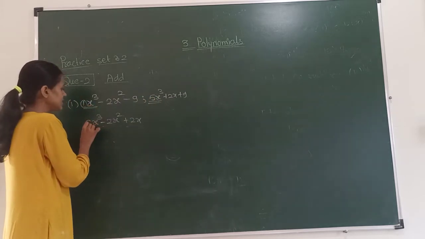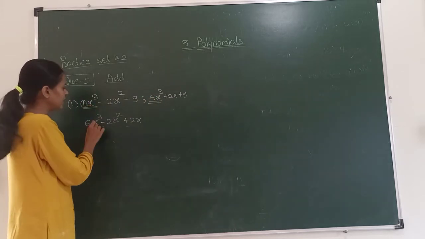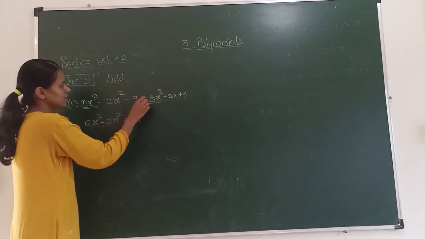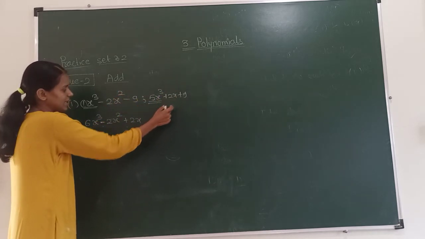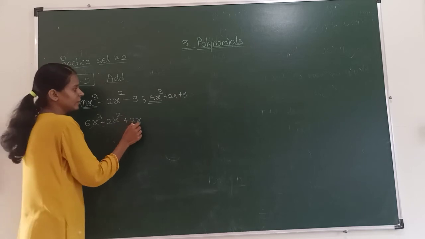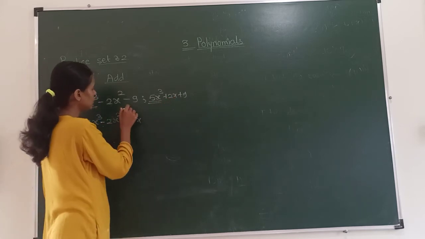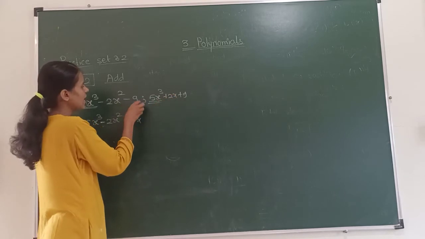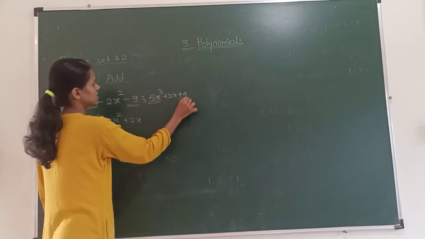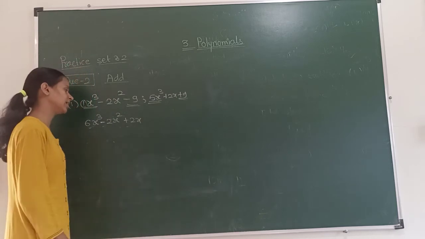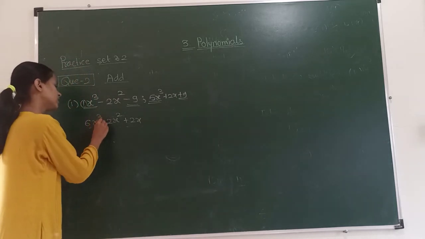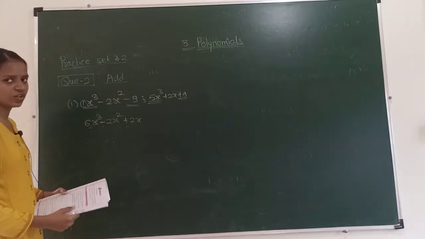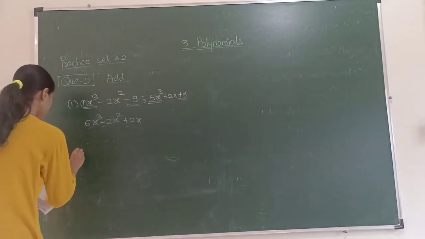5 plus 1 is 6x raised to 3. Minus 2x raised to 2 as it is, because there is no x raised to 2 term in the second polynomial. After that, the 2x term as it is, because in the first polynomial there is no like term to this, and minus 9 and plus 9 will be 0, or will get cancelled. So 6x raised to 3 minus 2x raised to 2 plus 2x is the addition for the first polynomial.